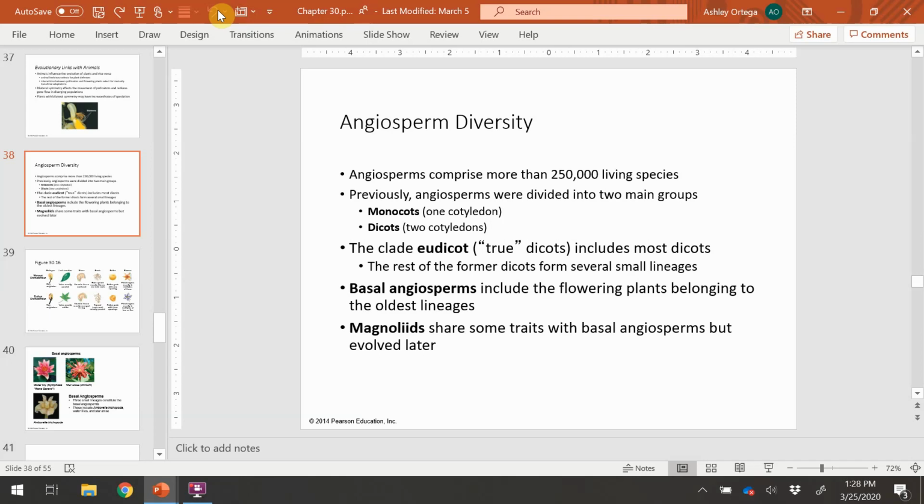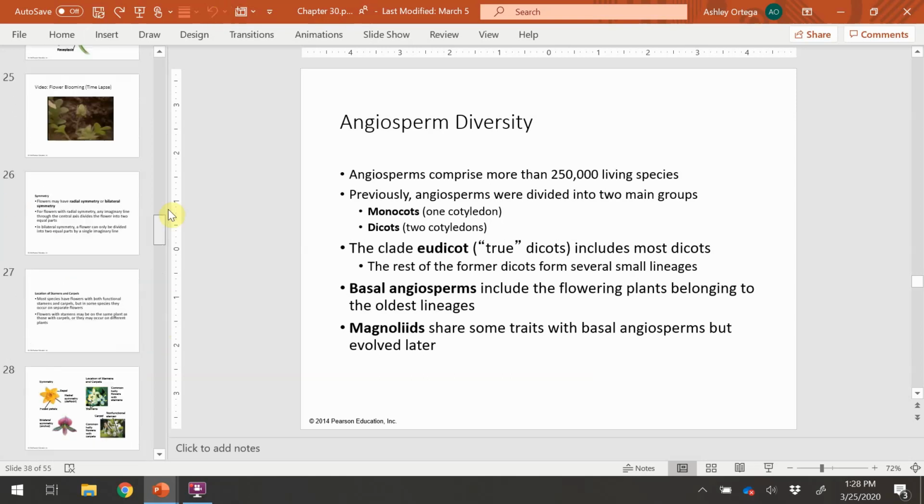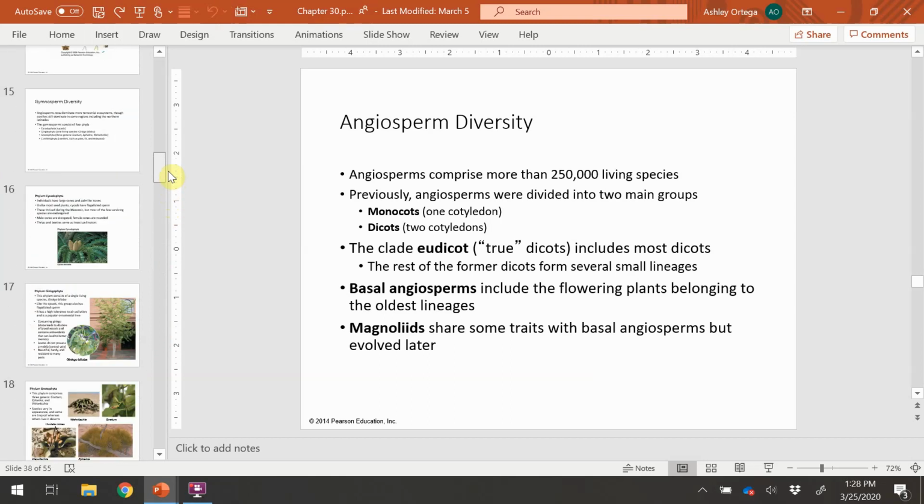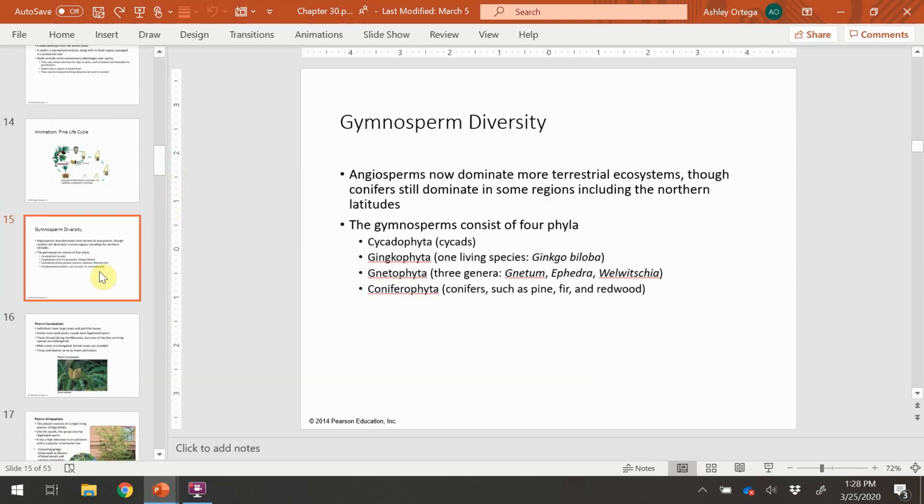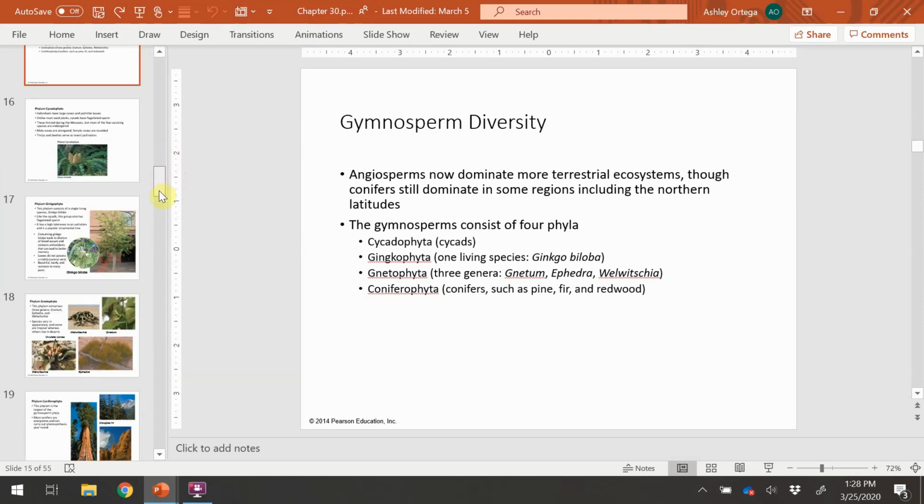So picking up in chapter 30, we were looking at seed plants, the gymnosperms and the angiosperms. The gymnosperms are the cone-bearing plants. We have 4 phyla, listed here as well as in your lab. They are the Cycadophyta, the Cycad group, Ginkgophyta, the Ginkgo biloba, Gnetophyta, and Coniferophyta. So all those are known for having cones.